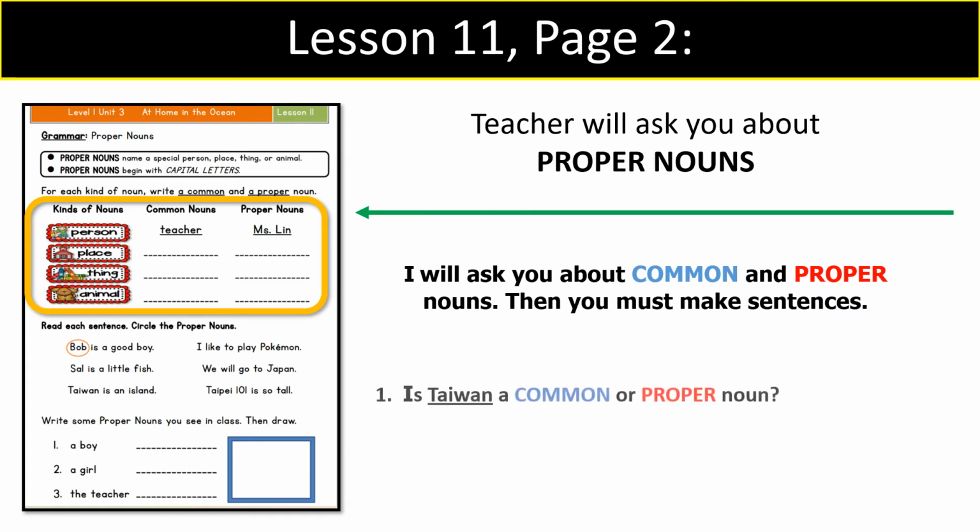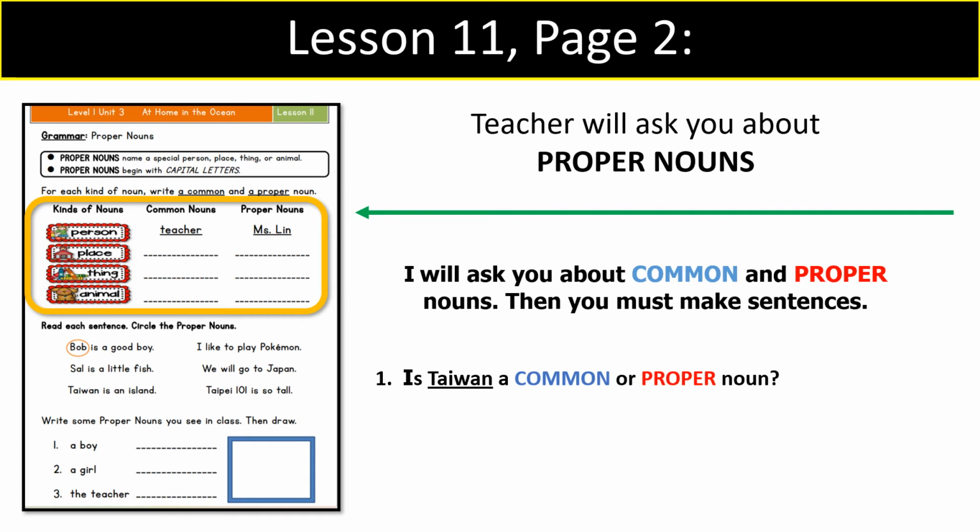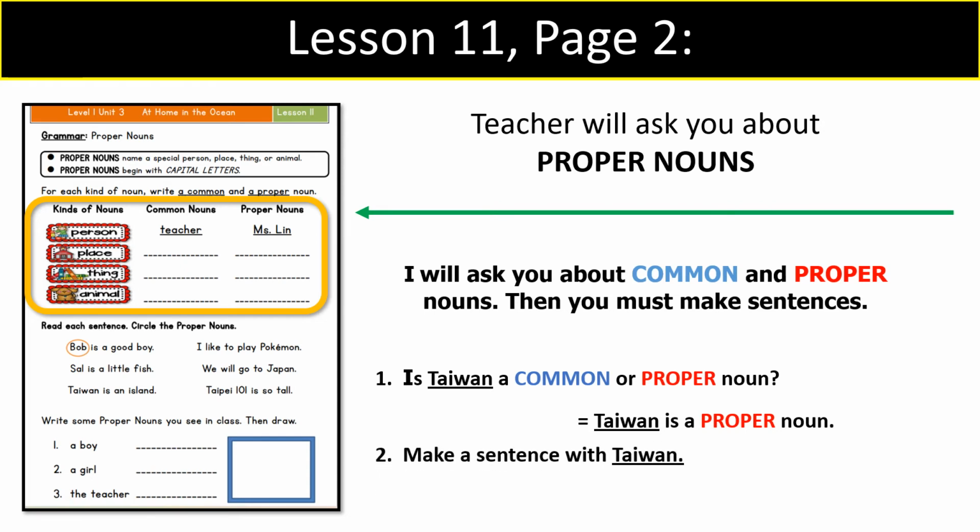Then you must make sentences. Example number 1, is Taiwan a common or proper noun? You can see the word Taiwan has a capital letter T. If you see a capital letter, that means it is a name. Taiwan is the name of the place where you live. So your answer will be, Taiwan is a proper noun because it is a name. Then the teacher will say, make a sentence with Taiwan. And you would say, Taiwan is a beautiful place. Yes, Taiwan is a beautiful place.